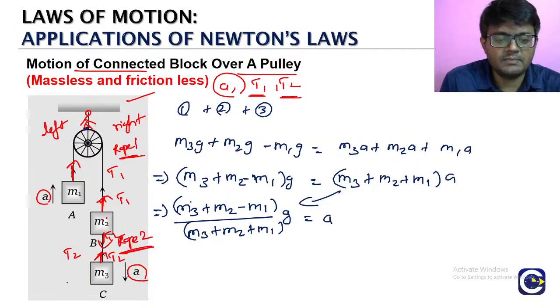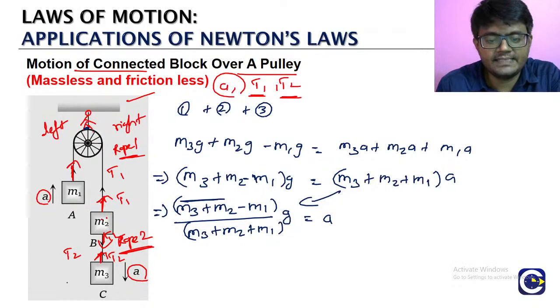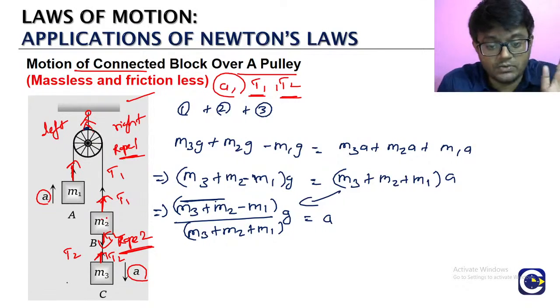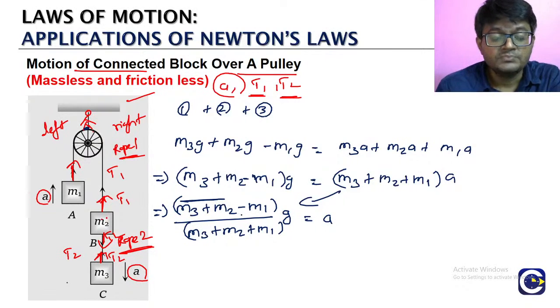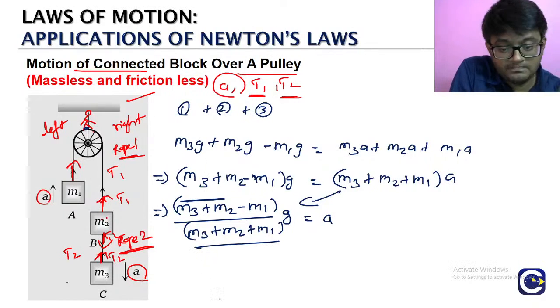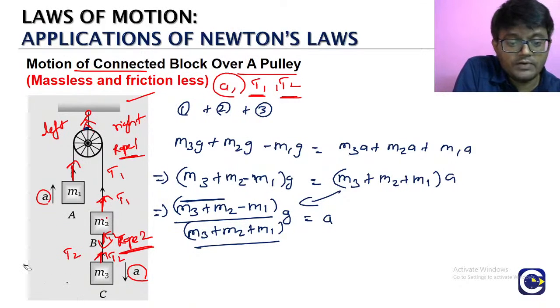So M3 plus M2 is the mass on the right side, which we are assuming to be higher. That is why we assume that M3 and M2 are going down. So M3 plus M2 minus M1, divided by the total mass, M3 plus M2 plus M1, into g. That will be the common acceleration. Okay, so you get the idea how it is coming.